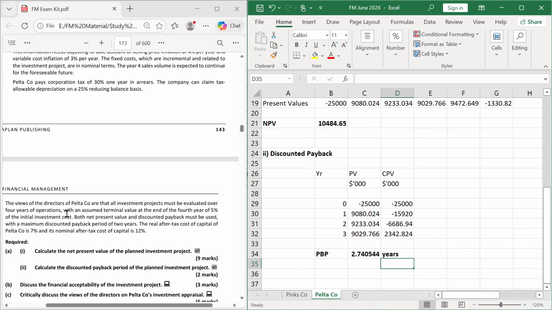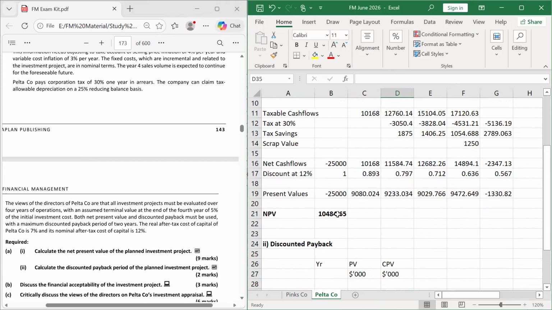Okay. Now, in the last part, it's mentioned that both NPV and discounted payback must be used, with the maximum discounted payback period of 2 years. So the targeted payback period of the company was 2 years, right? And your payback period of this project is 2.74. So it means that as per the payback period, you should not invest in the project, right? As per the payback period, you should not invest in the project because your targeted payback was 2 years. This project is taking 2.7 years to return your investment.